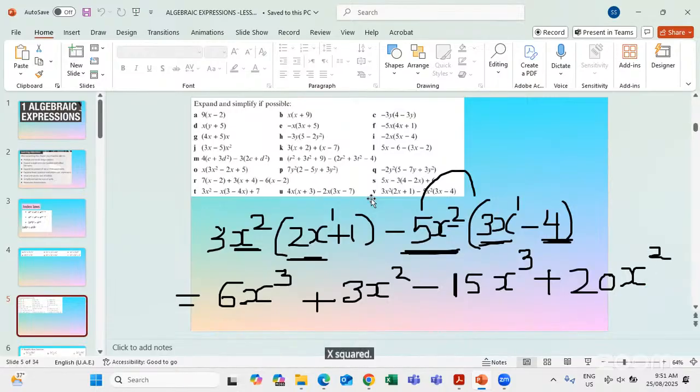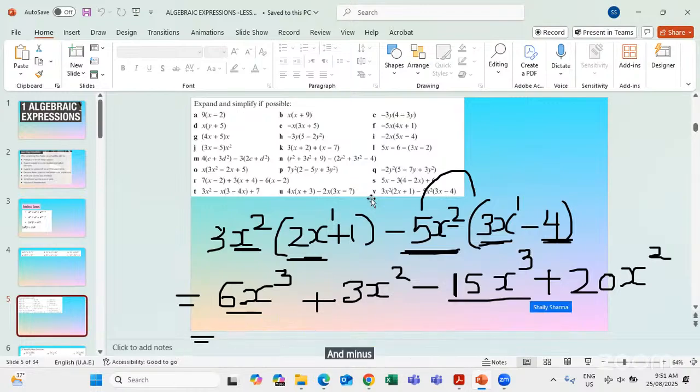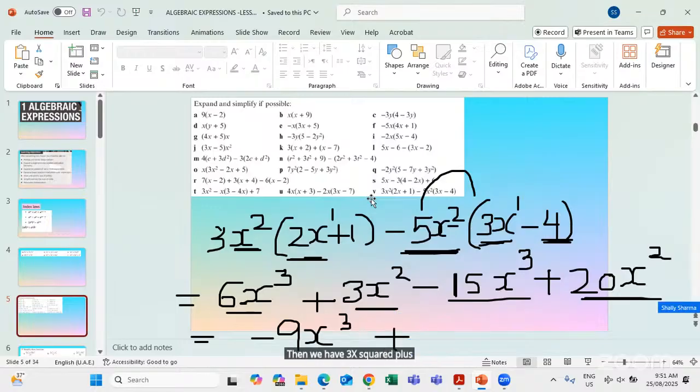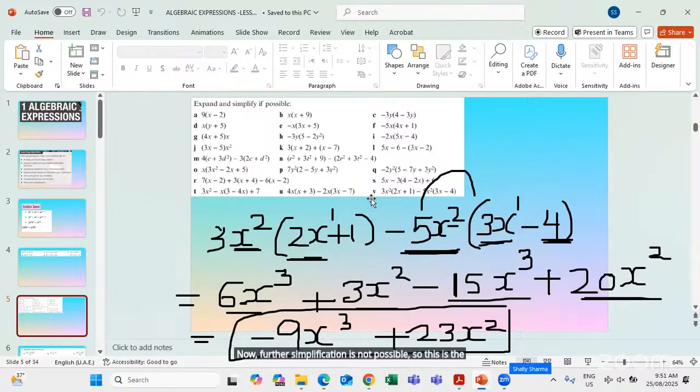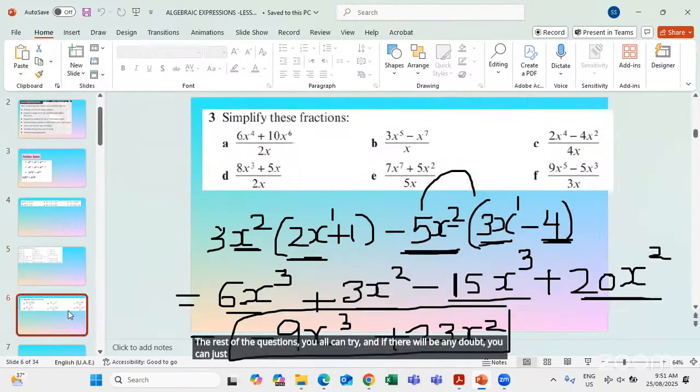Now what we need to do is combine the like terms. So 6x cubed and minus 15x cubed. We need to subtract, which gives negative 9x cubed. Then we have 3x squared plus 20x squared, which is 23x squared. Now further simplification is not possible. So this is the final answer. The rest of the questions you can try, and if there is any doubt, you can just comment to me.